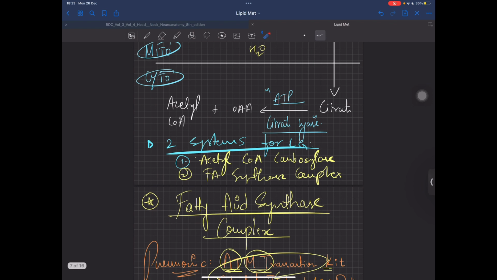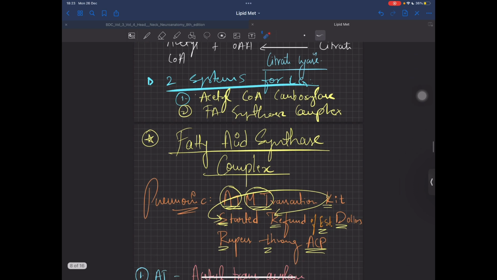So there is a requirement of two enzyme systems. The first one is the acetyl CoA carboxylase system. The second one is the fatty acid synthase complex system. So we need to know something about the fatty acid synthase complex system. This fatty acid synthase is a complex enzyme system which is in a dimer form, and it is functional only in the dimer form, and all the enzymes are derived from a single gene.